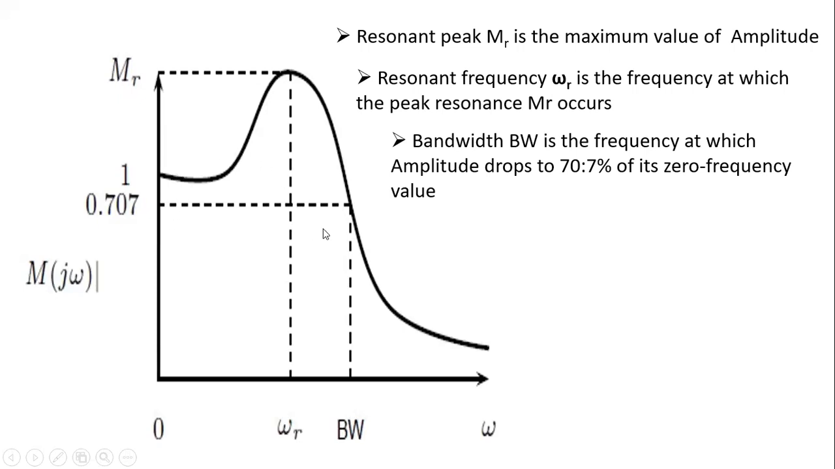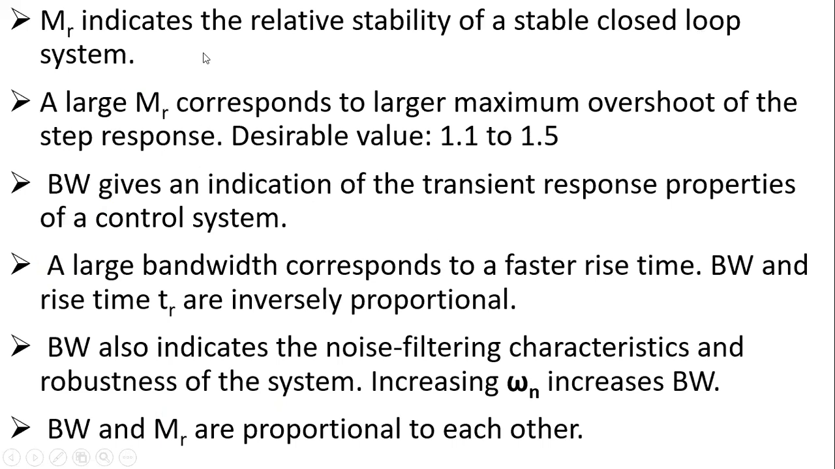So these three are the frequency domain specifications, which you can explain with the help of this graph, where on the x-axis we have omega, the angular velocity, and on the y-axis we have the magnitude, modulus of M of j omega. In this graph we have the resonant peak, the resonant frequency and the bandwidth, which is the 70.7% point.